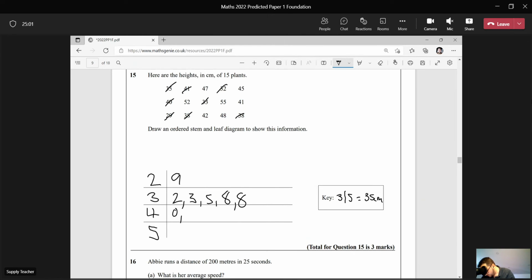There are 2 41s. There's a 42. There is a 45. There's a 47. And there's a 48. Okay, and then finally the 50s. I've got 52 and 55. And that's it, 3 marks. Thank you very much.